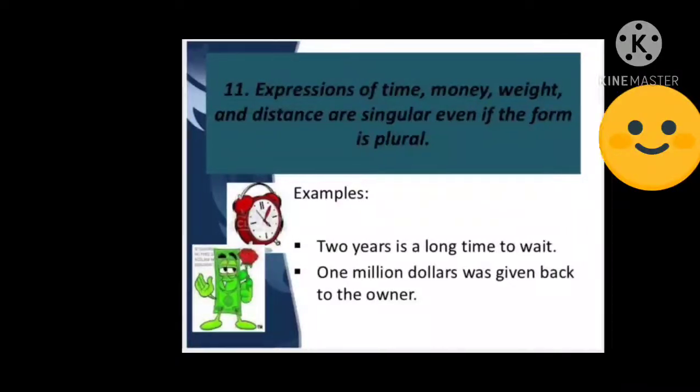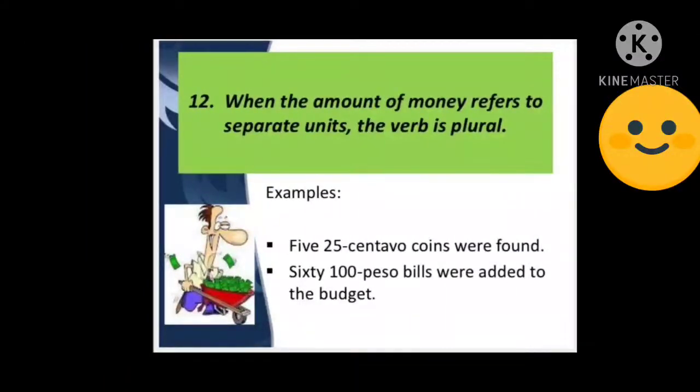Remember, rule number 12. When the amount of money refers to separate units, means individual units, the verb is plural. 525 centavo coins were found. 60, 100 peso bills were added to the budget. In this kind of circumstances, when the subject is referring to money as separate units, individual units or parts, then we usually go with a plural verb.